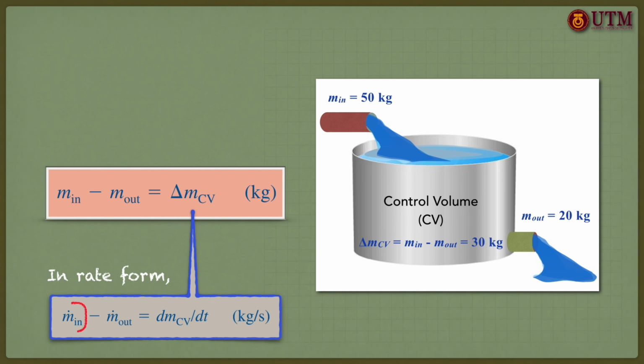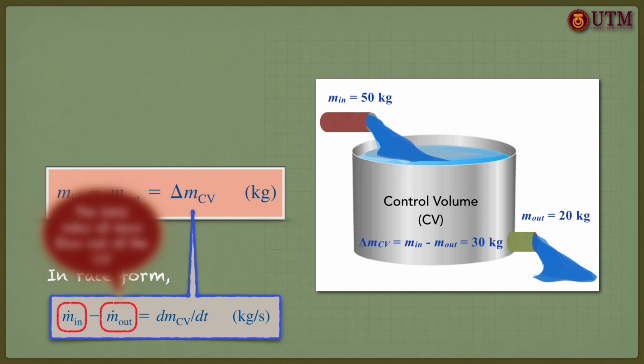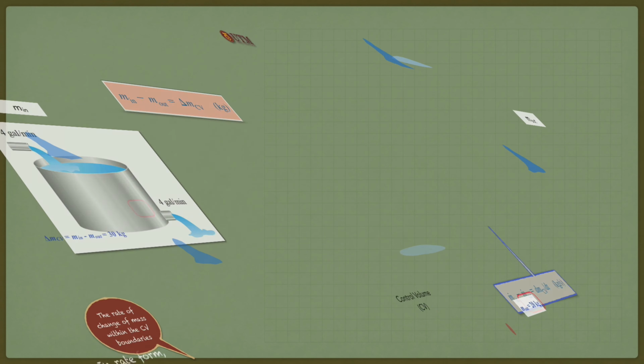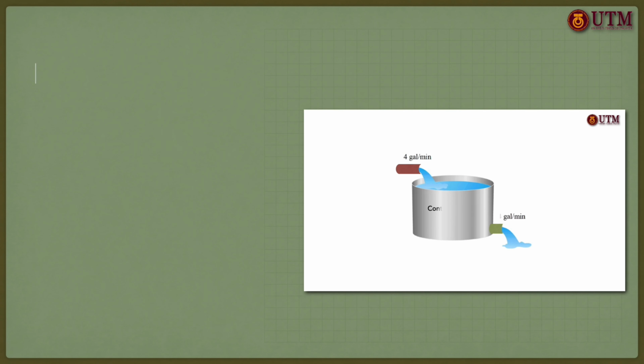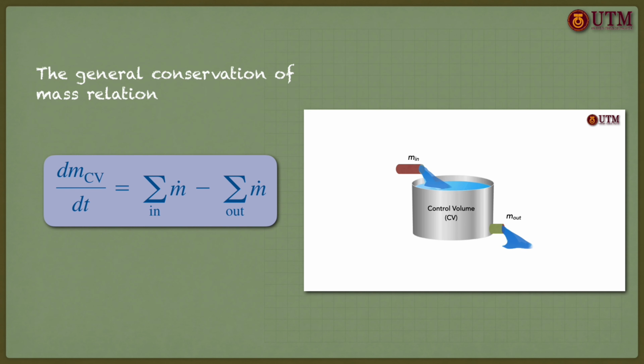It can also be expressed in rate form as shown, where m dot in and out are the total rates of mass flow into and out of the control volume. And dm_CV over dt is the rate of change of mass within the control volume boundaries. The general conservation of mass relation is presented in a given form. The summation signs indicate the total mass flow at inlets and outlets of a system.